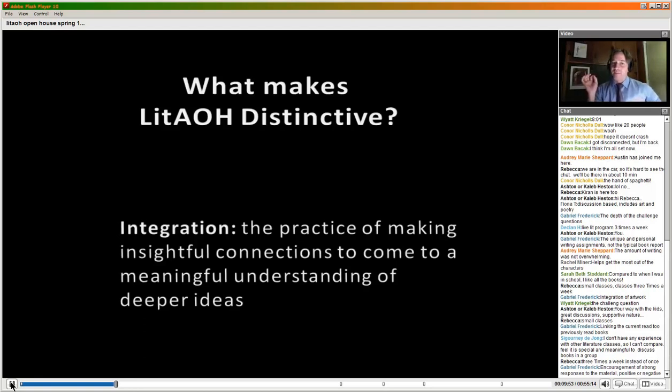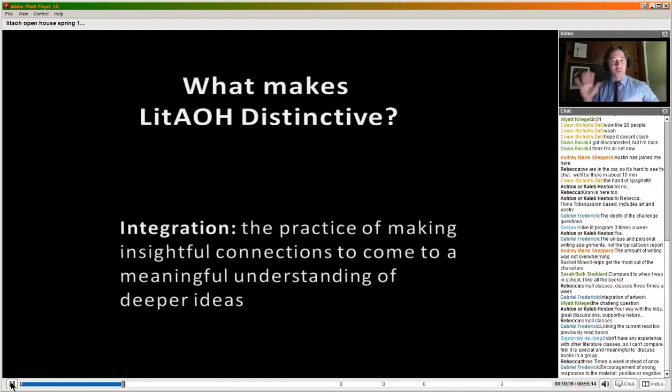It's the practice of making insightful connections. So this is something that the students are doing. The practice of making insightful connections to come to a meaningful understanding of deeper ideas. And if I were lecturing to a college class and I was going to ask them to write anything down in their notes, this would be it. It's not quite a definition, but it's an explanation and elaboration of what I mean by integration.